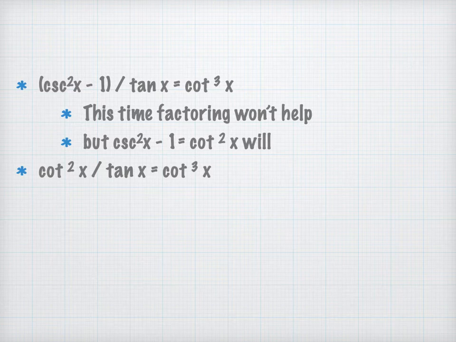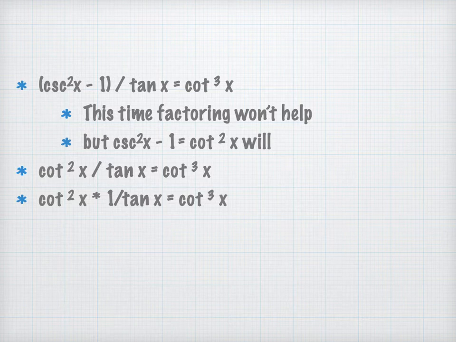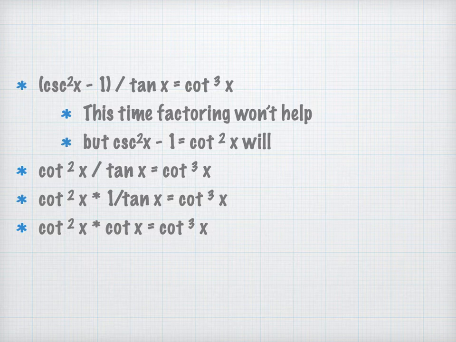Okay? Which, if you think about it, is the same as cotangent squared times 1 over the tangent, excuse me, not squared. Because it's the same thing. If you multiply what I have in that third line together, you're going to get what's in the second line. But then 1 over the tangent of x is the same as the cotangent of x. Cotangent of x is the reciprocal of the tangent. So 1 over tangent is cotangent. And cotangent squared times cotangent is cotangent cubed.